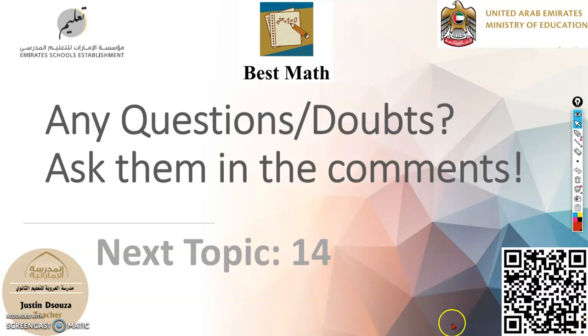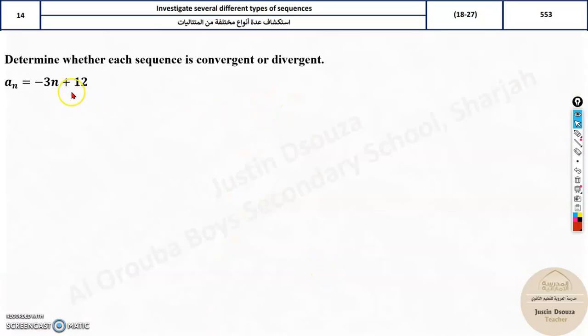Let us now move to the next topic, that is topic number 14. It is to determine whether sequences are convergent or divergent, the different types of sequence. Now you will be given this question. This is an explicit form, a formula or explicit equation is given. All you need to do is find the terms.